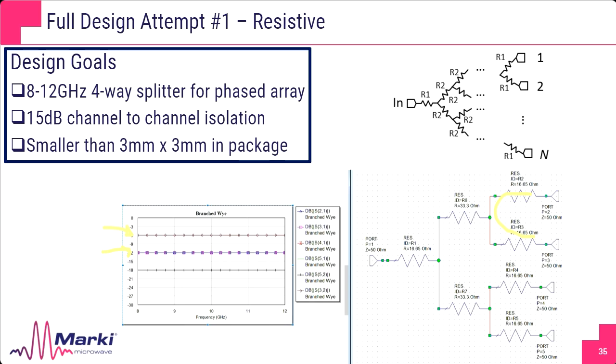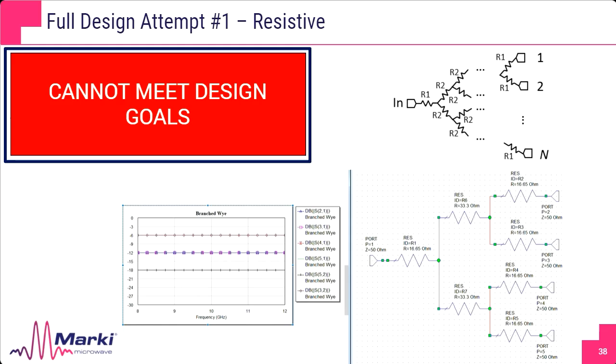The non-adjacent channels, this path, we're achieving 18 dB isolation. So that is good. That meets the spec. However, for all channels, the resistive divider topology isn't going to work for this phased array. So we meet the bandwidth, but we will never meet 15 dB channel-channel isolation across all channels in this resistive divider. We cannot meet design goals.